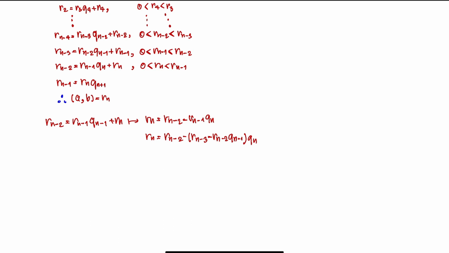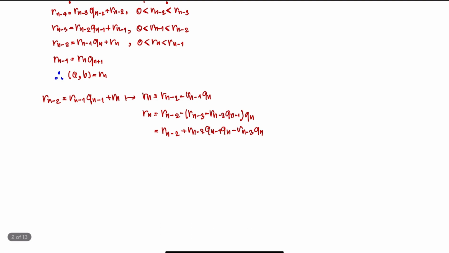Then try to rewrite rn in terms of rn minus 2 and rn minus 3. Then what do we have next? Let's rewrite it: rn minus 2 plus rn minus 2 times qn minus 1 times qn minus rn minus 3 times qn. Oh, this must be minus. Okay, correct.